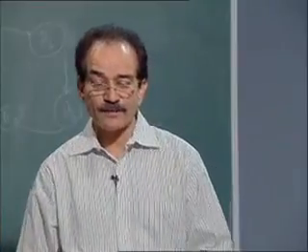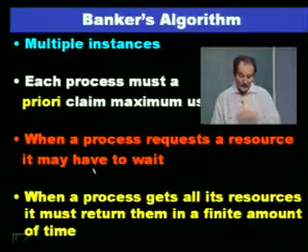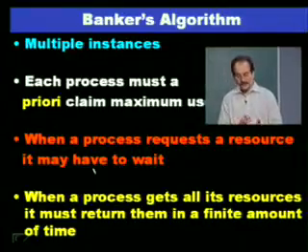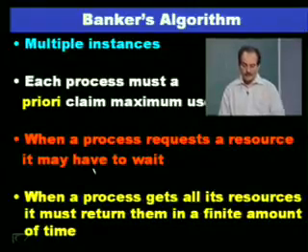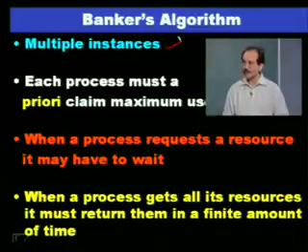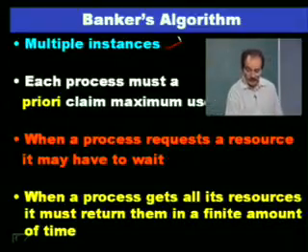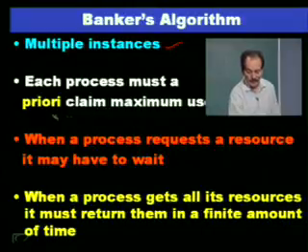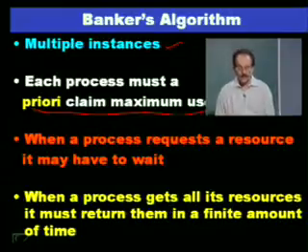Now, there is a very famous algorithm which we call the banker's algorithm. This is based on the safe state algorithm. What are the basic principles of this? We have multiple instances of each resource. This is one of the characteristics, and each process must have a priori claim of the maximum utilization of this sort of resource.